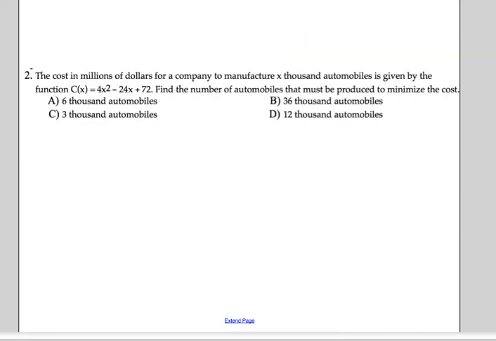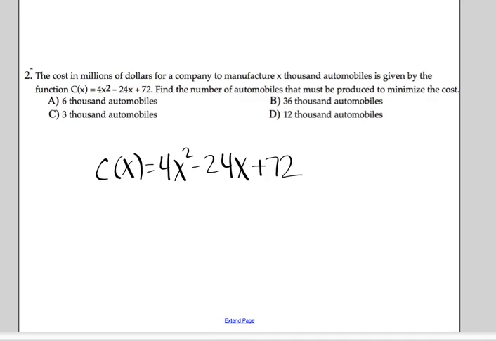And number 2, the cost in millions of dollars for a company to manufacture automobiles is given by this function, and I'll write it a little bigger. 4x squared minus 24x plus 72. And I want you to find the number of automobiles that must be produced to minimize the cost. So go ahead and answer those 2 questions, and we'll see you tomorrow.